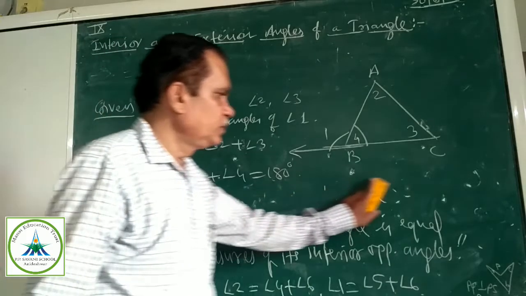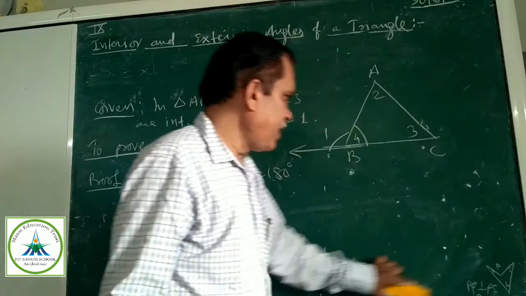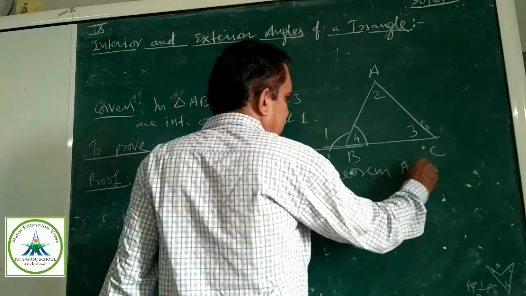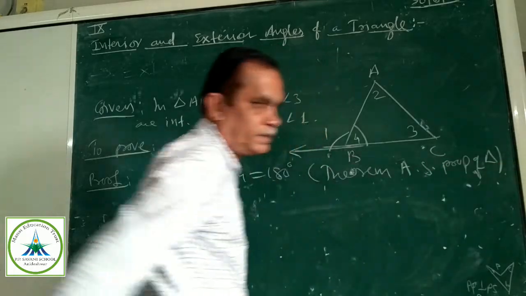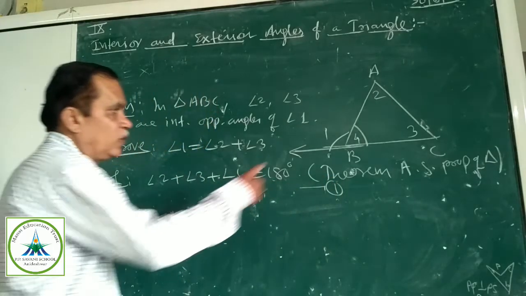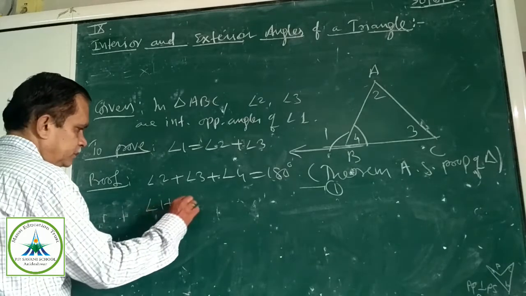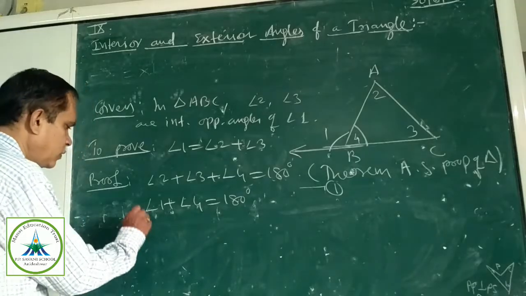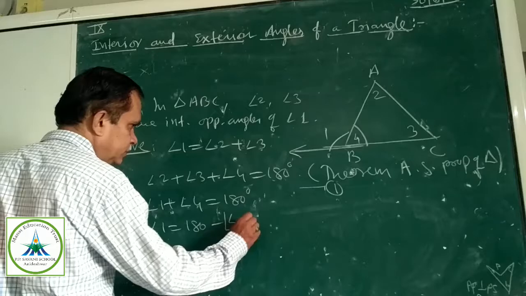What is the support? Yes, angle sum property of triangle. But you have to write in bracket, theorem: angle sum property of triangle. Okay, then number it, number 1. Again see, angle 1 plus angle 4 equal to 180 degrees. Right? Therefore, angle 1 equal to 180 minus angle 4.